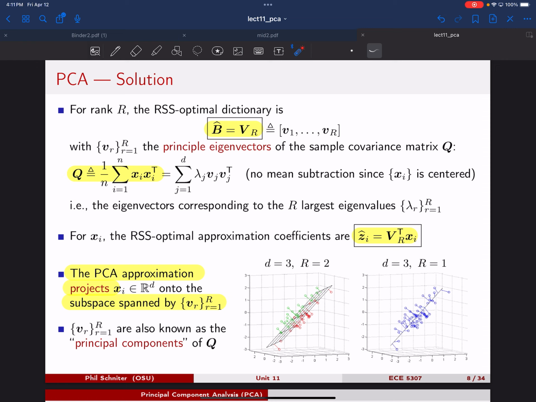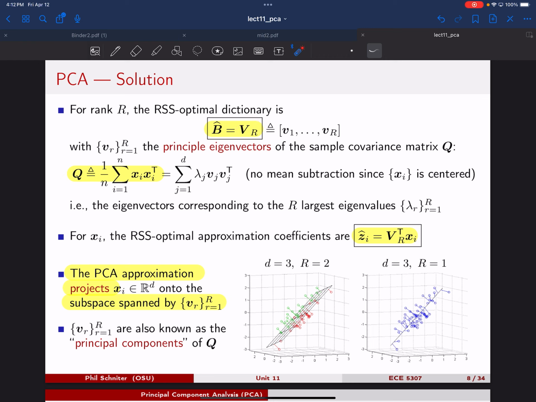Okay, and then we went through, so the solution is that you first compute the sample covariance matrix from these feature vectors. We assume that they're centered, so we don't subtract the mean here. And then you do an eigen decomposition of them, which you can write this way. You look at the largest eigenvalues, the largest R of them. You then take the corresponding R versions of V, the eigenvectors, you stack them in a matrix, call it VR, and that is the optimal dictionary matrix.